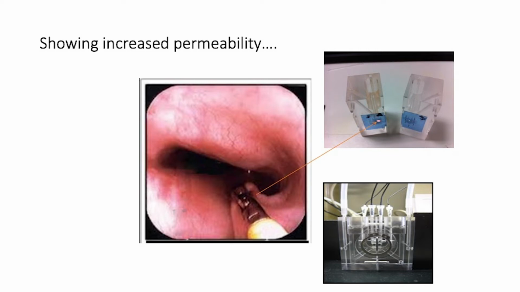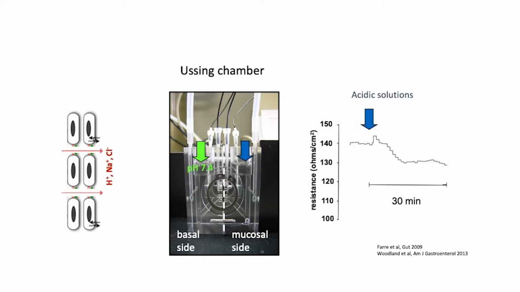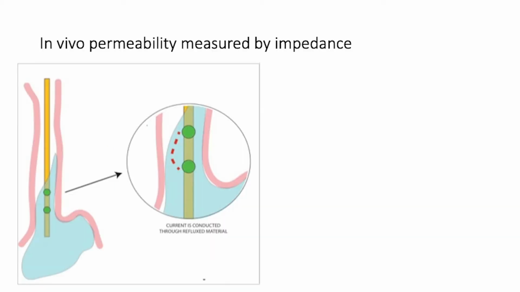Electrical resistance can be measured using voltage clamp techniques and applying Ohm's law. When neutral solutions are added to the chamber, a baseline resistance is found. Changing the solution to an acidic solution causes the mucosa to become more permeable, allowing easier flow of ions and a fall in resistance. All of this may seem unnecessary science, but it helps understand baseline impedance.